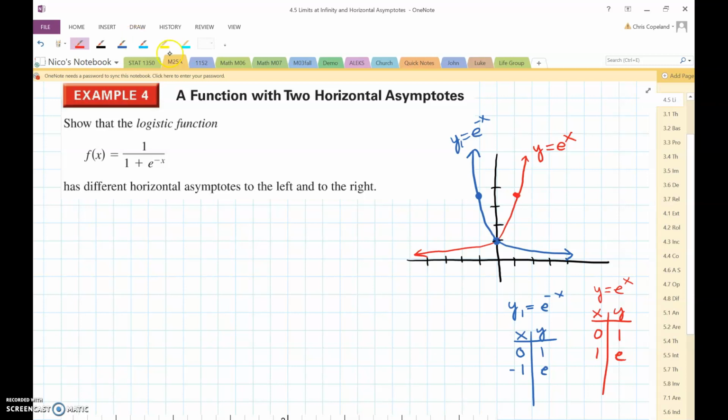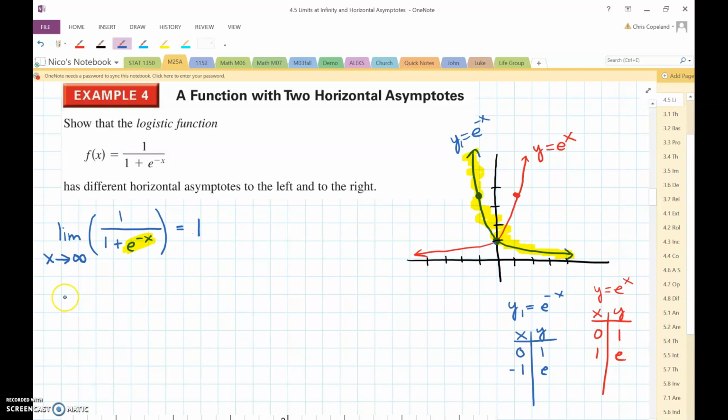Okay, so what we want to do is take the limit of 1 over 1 plus e to the negative x as x approaches infinity. This will help us find the horizontal asymptote. So we need to analyze this here. Looking at this graph, when x approaches positive infinity, notice that e to the negative x goes to 0. So if this goes to 0, this would be 1 over 1 plus 0, so this would be 1.